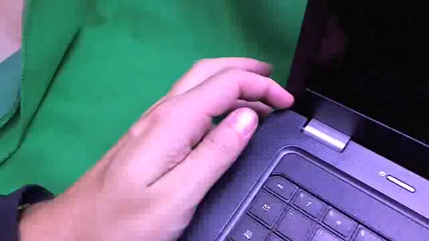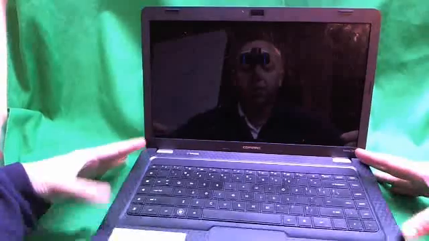Now, the problem with these types of HP or Compaq laptops is that there are some screws that are right behind the screen assembly that are difficult to get to. One here and one here. So in the HP service manual for this laptop, they tell you to take off the keyboard and to take off this whole top part of the laptop computer bottom frame to get the hinges and to remove the whole screen assembly with the hinges.